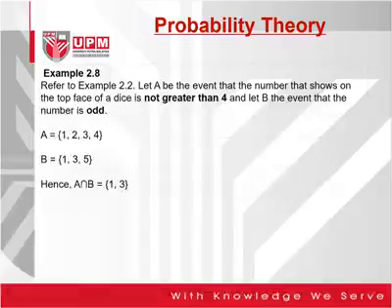Okay, so now we look at another example. Let A be the event that the number shown on the top face of a dice is not greater than 4. Not greater than 4 means 1, 2, 3, 4. And B is the odd numbers: 1, 3, 5. If you refer to A and B, they have only two common elements, which are 1 and 3. So A intersect B is 1 and 3.